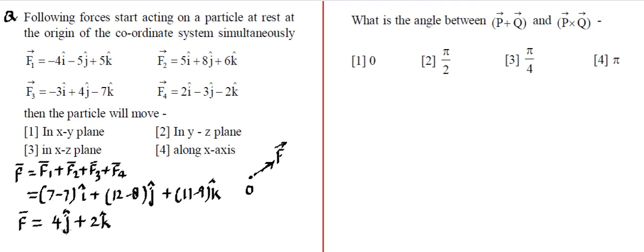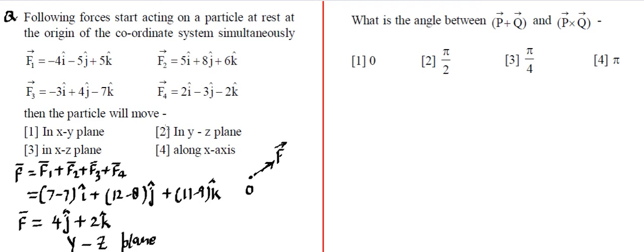It is not in i cap. That means the particle will not move in the direction of x, and it will be moving in the direction of y as well as the direction of z, because this is a y coordinate, this is a z coordinate. So we'll find it's going to move in the direction of y and z together. That means it is going to move in the plane which is the yz plane. So our answer will become that the particle will be moving in the yz plane.